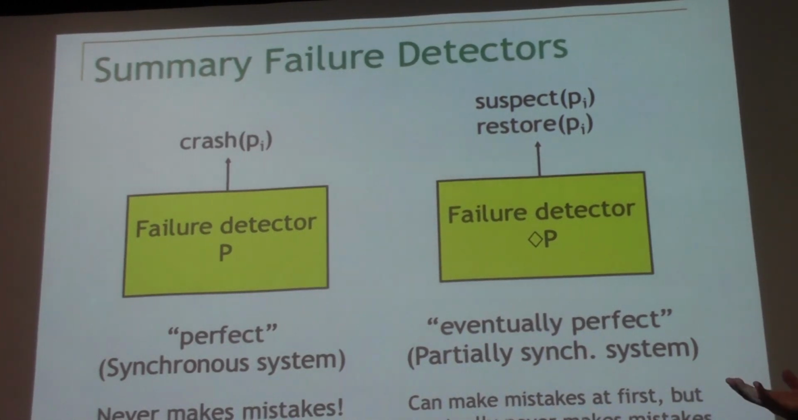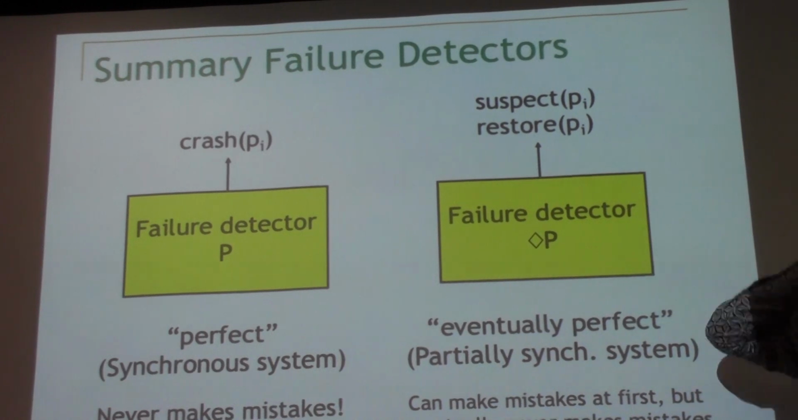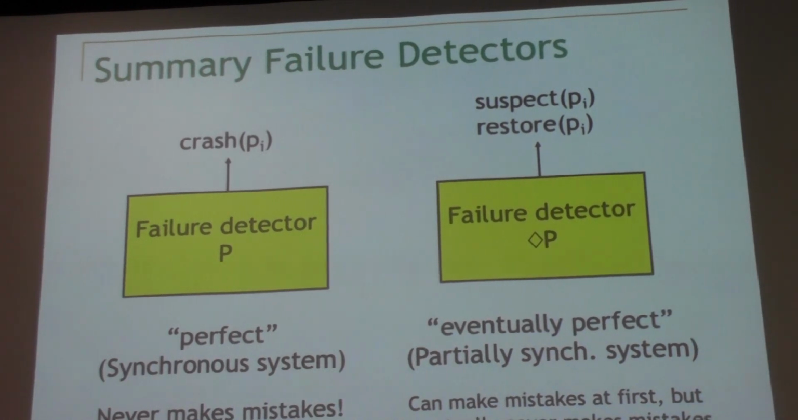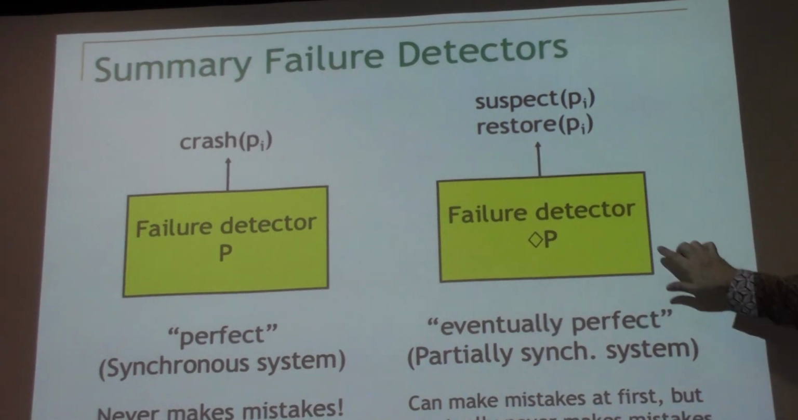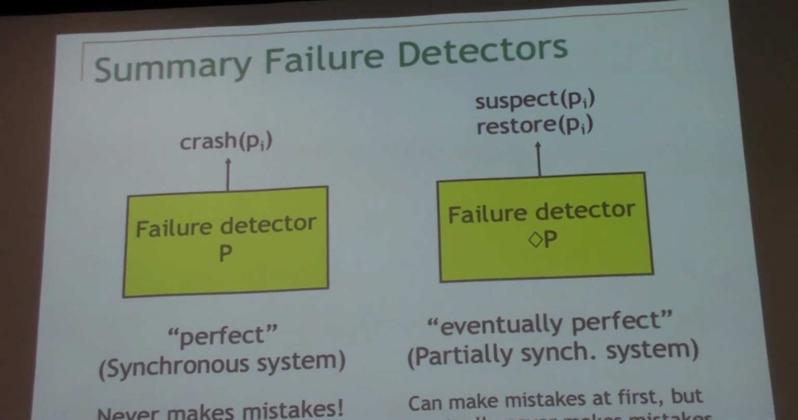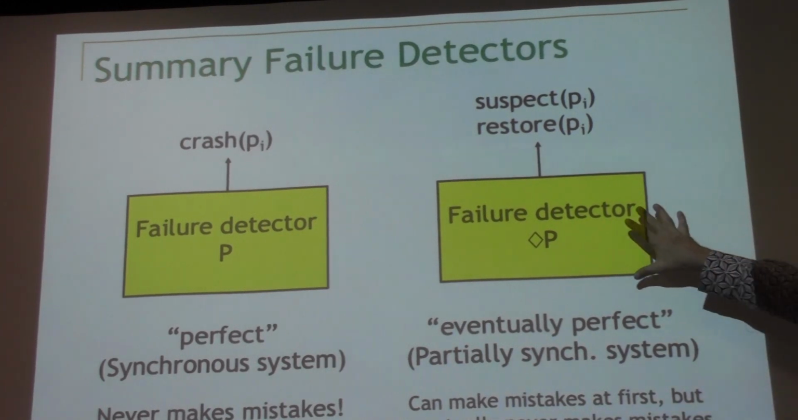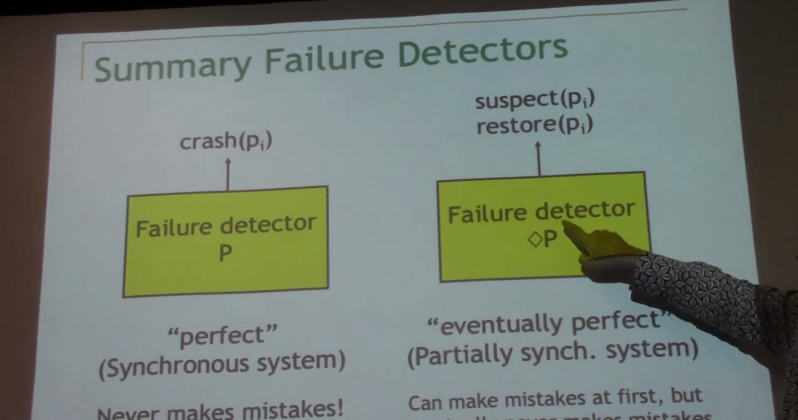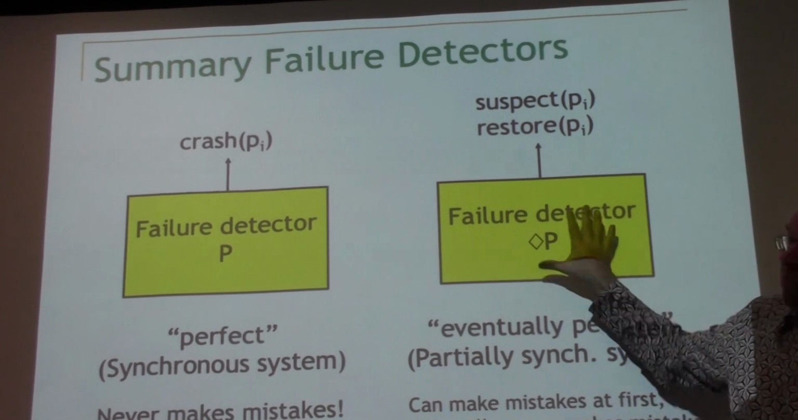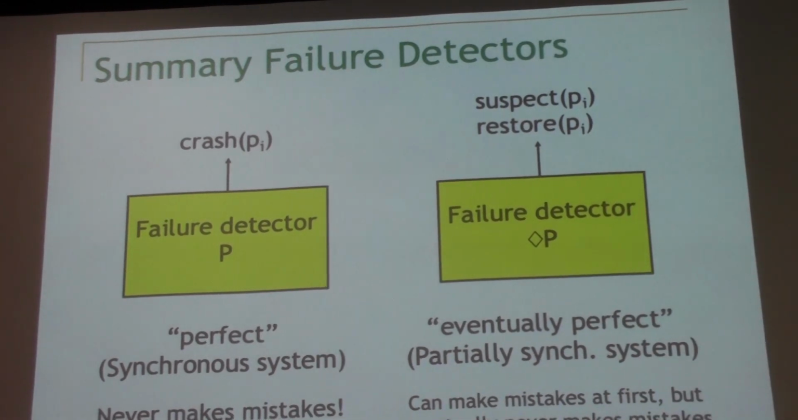When is that? We don't know. But we know that after some time, it's going to be always correct. There exists some finite time after which this one will be always correct. And before that time, it can make mistakes. This is the eventually perfect. So this is the one you can implement on the internet. This is the one we're going to use a lot. So this is going to be a biggie in the course.